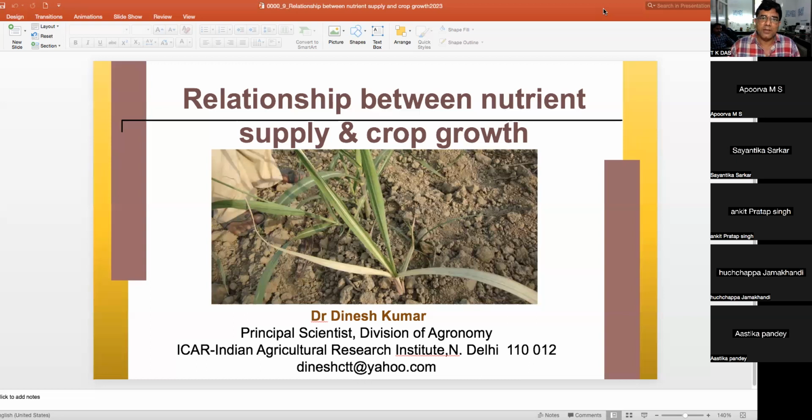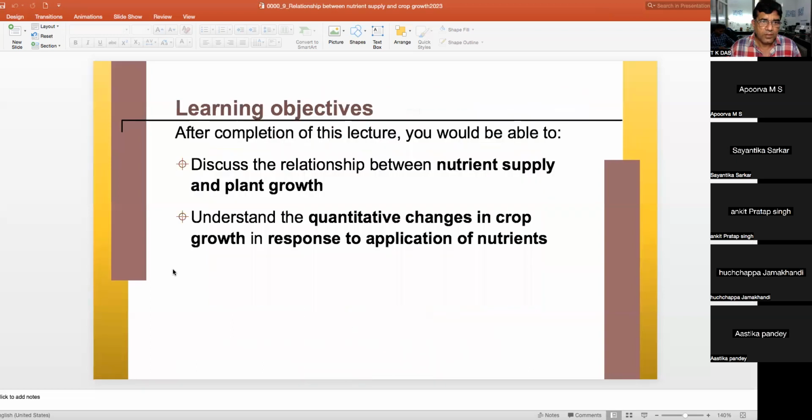So for this, in brief, let us check the learning objective of this class. Discuss the relationship between nutrient supply and plant growth. How a short supply, optimum supply, or higher supply will affect the growth of the crops or plants, and to understand the quantitative changes in crop growth in response to application of nutrients.